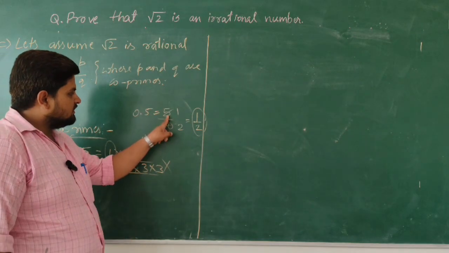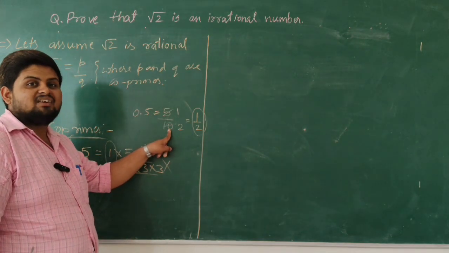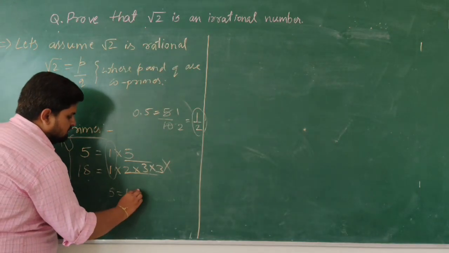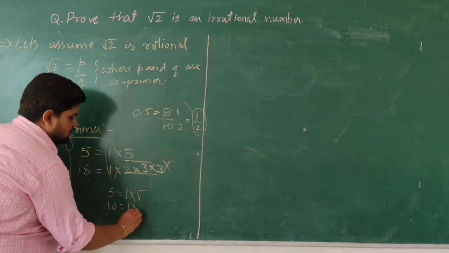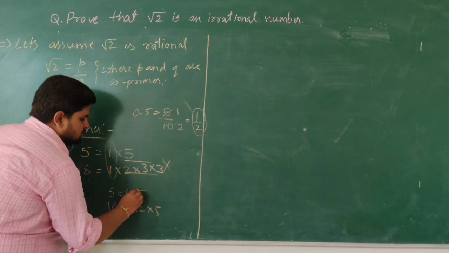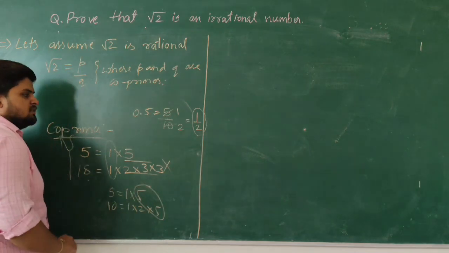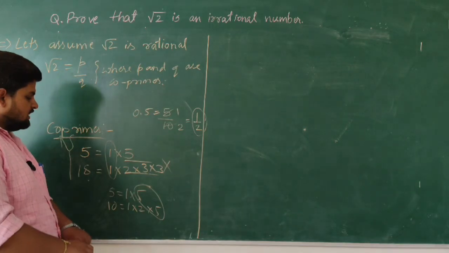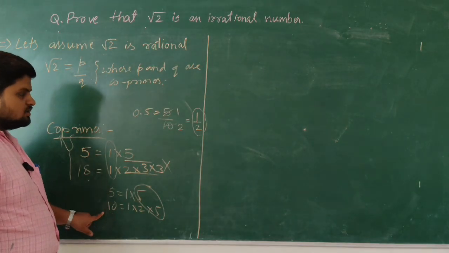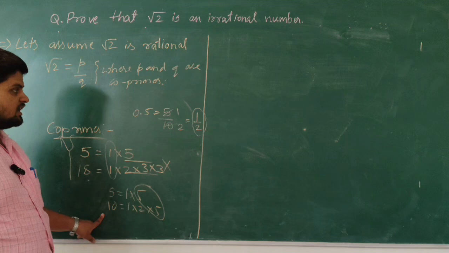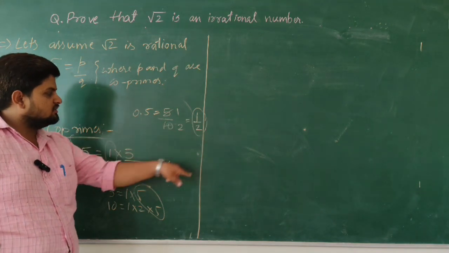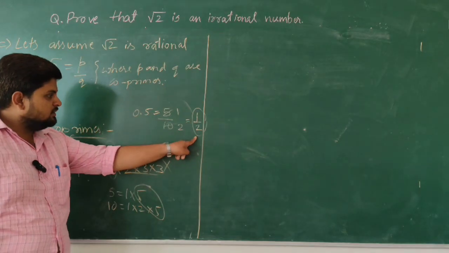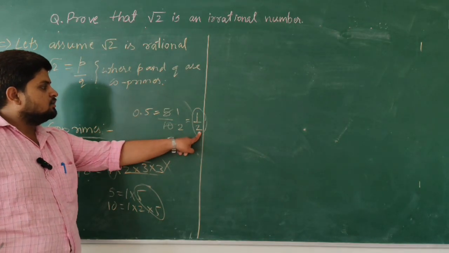If you look at 5 and 10, they are not co-primes because they have 5 in common. 5 can be written as 1 into 5, whereas 10 can be written as 1 into 2 into 5. So they have 5 as a common factor. So these two are not co-primes, whereas in their simplest form, that is 1 by 2, they don't have any number other than 1 as a common factor. So they are co-primes.